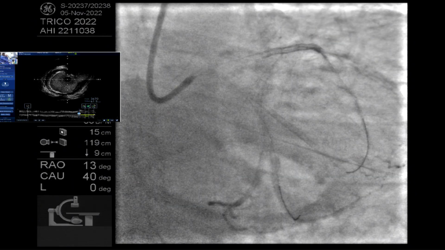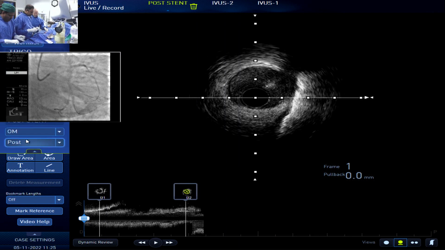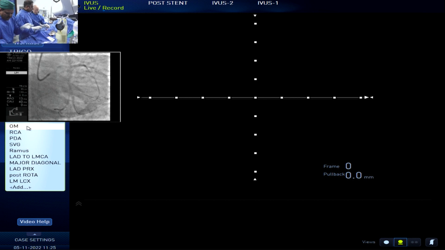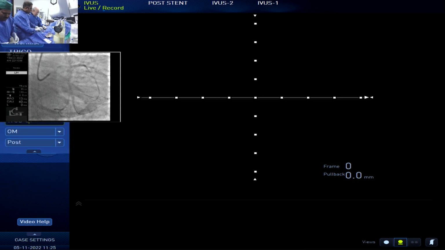Okay, shall we check by IVUS? Was this a Scion wire? Does it happen often to you that the tip breaks? I've had it a couple of times when re-engaging bifurcations, and one or two times I even had to leave the tip of the wire inside because you can't get it out. I think the best tip retention is run through.